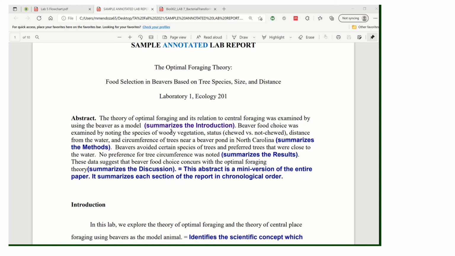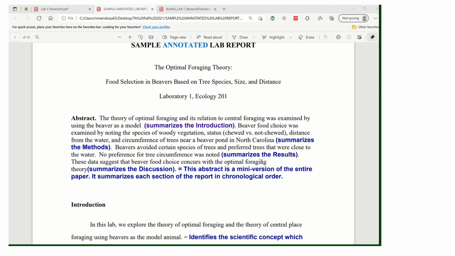introduction to an abstract. The first sentence summarizes the introduction. So ours was about transformation using a plasmid. So you want to talk about that, just one sentence. Then you summarize the methods. So we used LB agar plates to grow E. coli. That was like our method. And then we purchased a plasmid with two genes. So, you write one sentence about that.